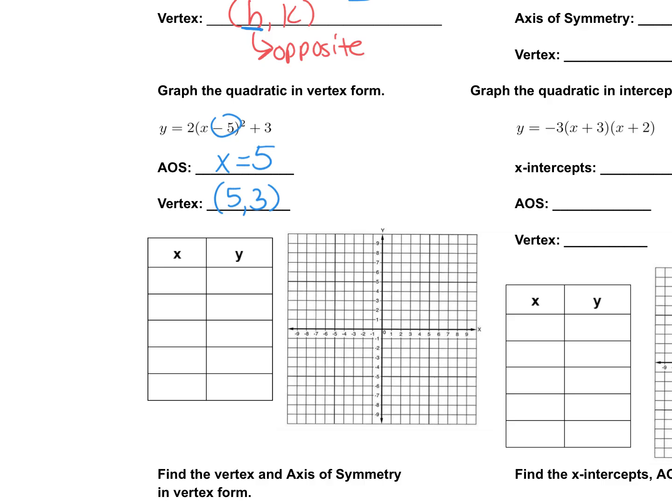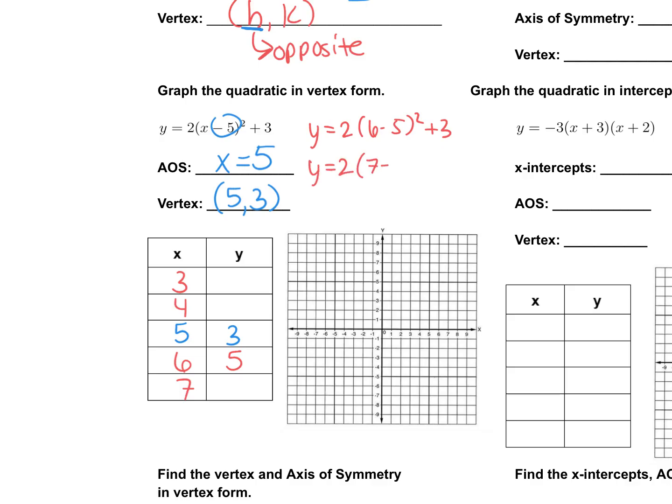So remembering from module 11, that's going to be our middle point here. And then I will go 1 in either direction. So I would have 6 and 7, and then 4 and 3. So now I just need to go ahead and plug these values in. So I have y is equal to 2 times (6 minus 5) squared plus 3. You can throw that into your calculator, and then you will get out positive 5. And then I'll do the same thing with 7.